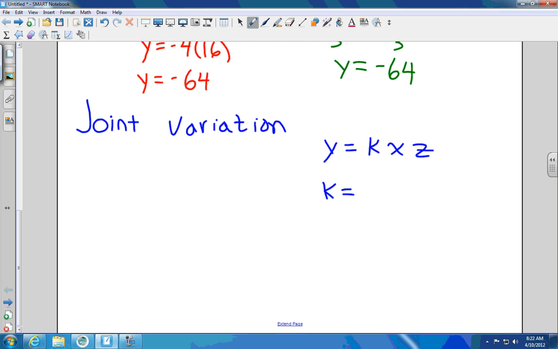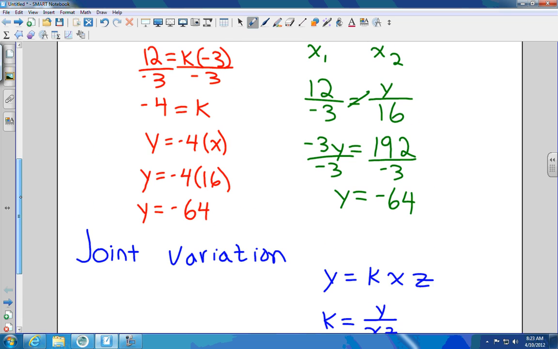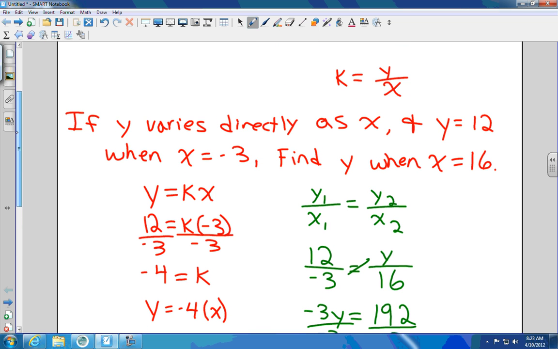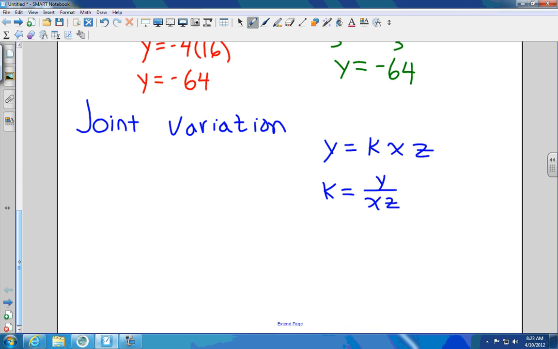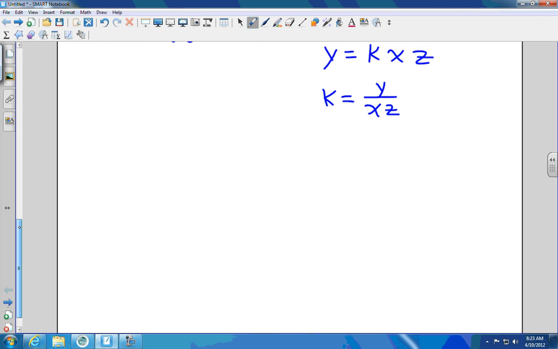You divide by xz, so k would equal y over xz. So what's the difference there with k between that one and direct? Just got the z down there also. So those are pretty similar. So we'll do a joint problem.